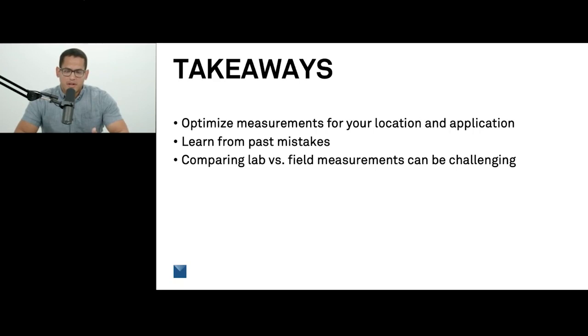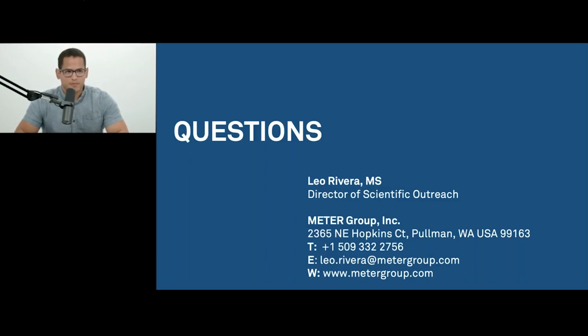And the last couple things: learn from past mistakes. Look at previous measurements. If you see issues, make adjustments in your measurement settings to try and get the best measurements possible. And then thirdly, comparing lab versus field measurements can be challenging. We've always known this. This is well documented. However, I think if you have enough measurements, you can still quantify the median values well and get a good understanding of your soil. So I think the number of measurements will solve a lot of these issues. And with that, I think that's it.